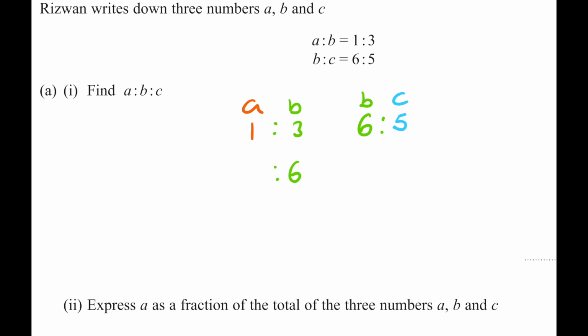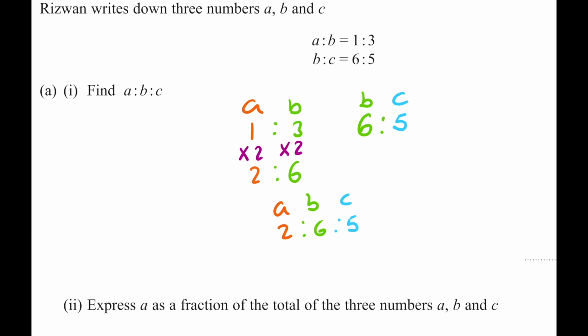But for the first ratio, B is 3. Therefore, we look at what we times 3 by to get 6, and we multiply 3 by 2. Therefore, we multiply the A component by 2, so 1 times 2 gives you 2. Now we merge the ratios, so the ratio of A to B to C is going to be 2 to 6, and C will be 5.